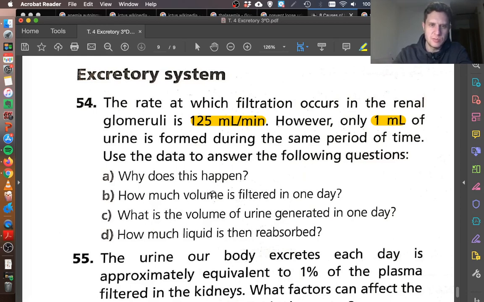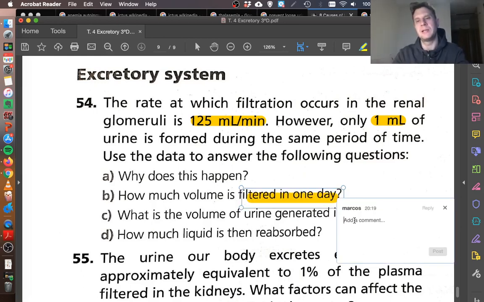How much volume is filtered in one day? Well, you multiply 125 by 60, which is a minute to an hour. Yes, 60 minutes in an hour. And how many hours do we have? 24. This is the volume filtered in one day.